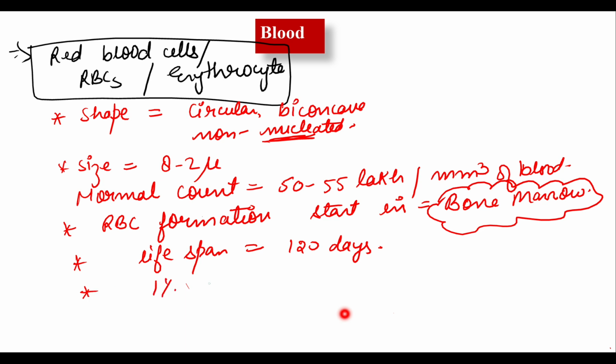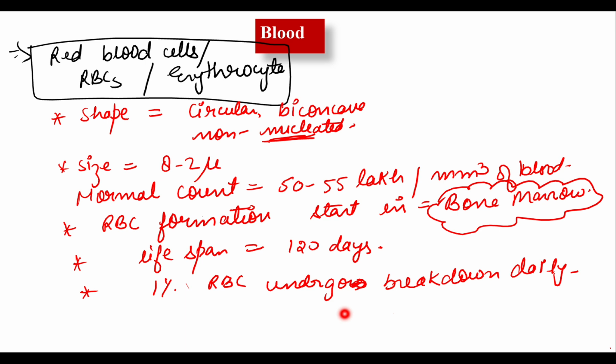Okay, 1% of RBCs undergo breakdown daily. And where do they break down? In the liver and the spleen. In the liver there is a cell type known as Kupffer cells. Yes, Kupffer cells are present. And the spleen, do you know that the spleen is known as the graveyard of RBCs?